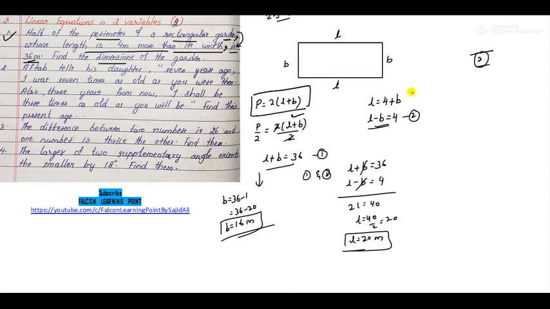And when are you going to get degree 2? If there was area, correct? L into B. So L you have to substitute like this: L is 4 plus B. So here you'll get 4B plus B square. When you get this B square form, then you have to understand it is from a quadratic equation. Got it? So keep that in mind.